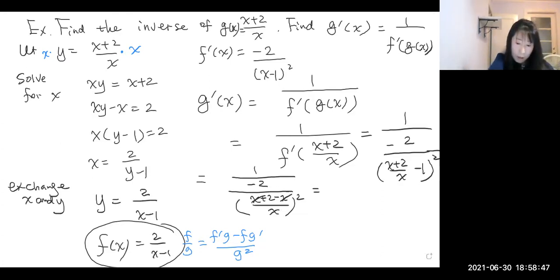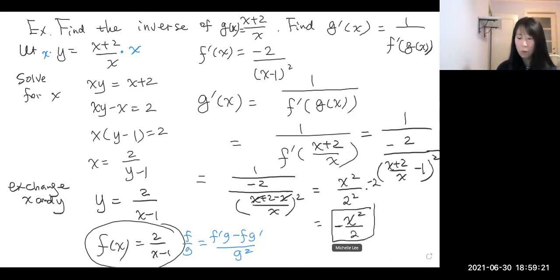So let's see. That is x squared over 2 squared. Now we have a negative 2 there. Then we get x squared over 2 with a negative, right? Okay, this is the final answer. It's okay?